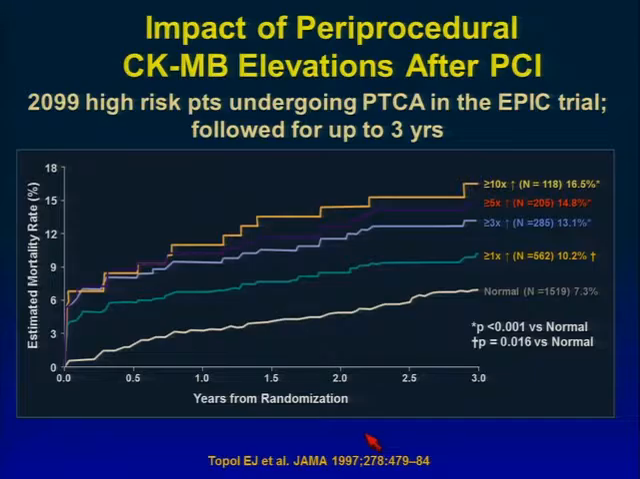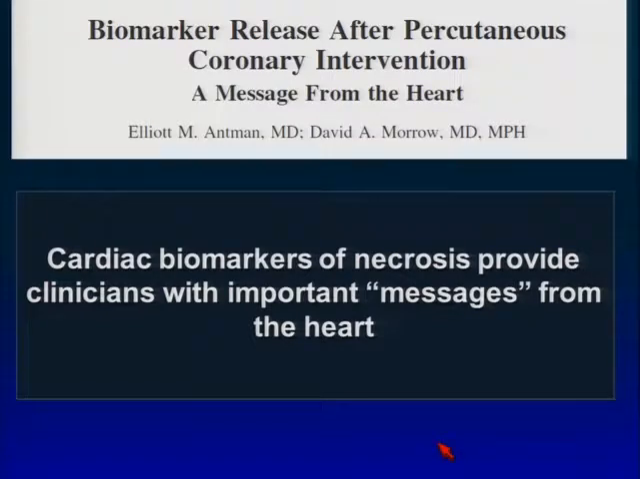In terms of the impact of procedural CKMB elevation after PCI, there has been a lot of data. This is back in the 90s from the EPIC trial, where they looked at elevation of CKMB. In patients with normal CKMB, when compared to patients with several-fold higher CKMB elevation after PCI, there is a direct correlation between the degree of elevation and the estimated mortality rate up to 3 years follow-up. Because of all of this, this is an editorial written by Dr. Antman and Dr. Morrow. If some of you have time, I think this is an excellent editorial. I would highly recommend this. They have called biomarker release after PCI a message from the heart.